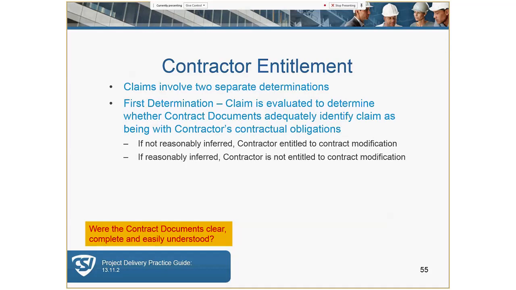Claims have 2 separate determinations. First, was the information shown on the drawings or in the specifications in the scope reasonably inferred by the documents or the standards referenced? If not, then the contractor is going to be entitled to compensation. If yes, the documents are clear and not subject to misinterpretation, then the contractor again is not entitled to those additional costs. But wait, there's a second litmus test.